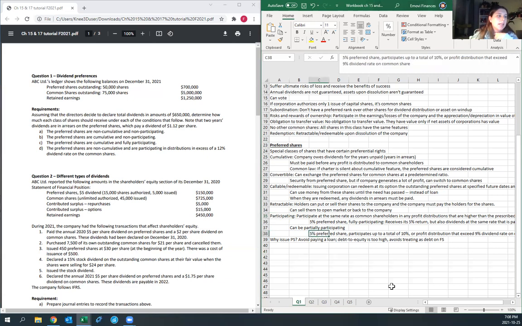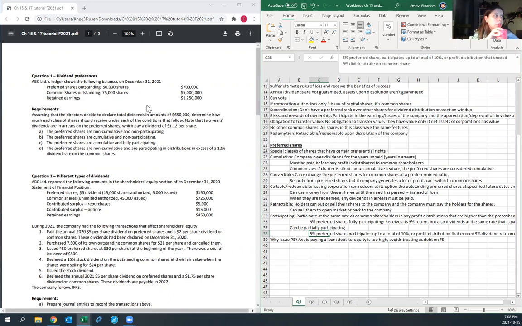And partially participating means that there's going to be some limits to what the preferred shareholders are going to get in the dividends. So they're going to get their 5% dividends, but then they might only participate up to 10% of what the common shareholders are getting. And as I mentioned, companies issue preferred shares to avoid paying a loan, because their debt to equity is too high, or to avoid treating debt on their financial statements.